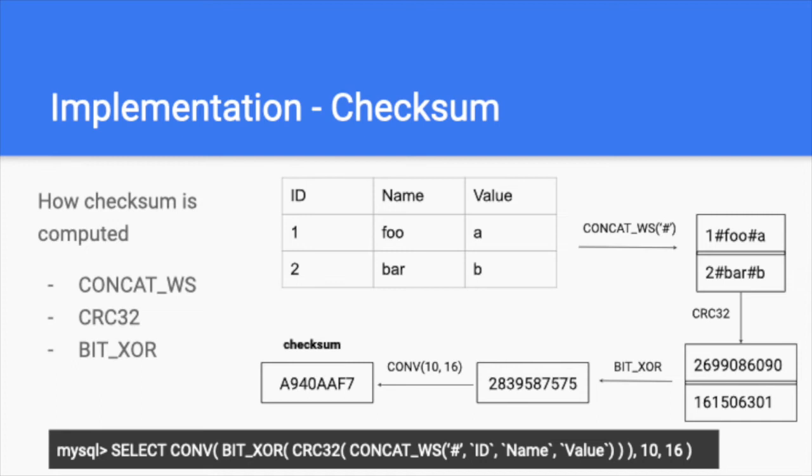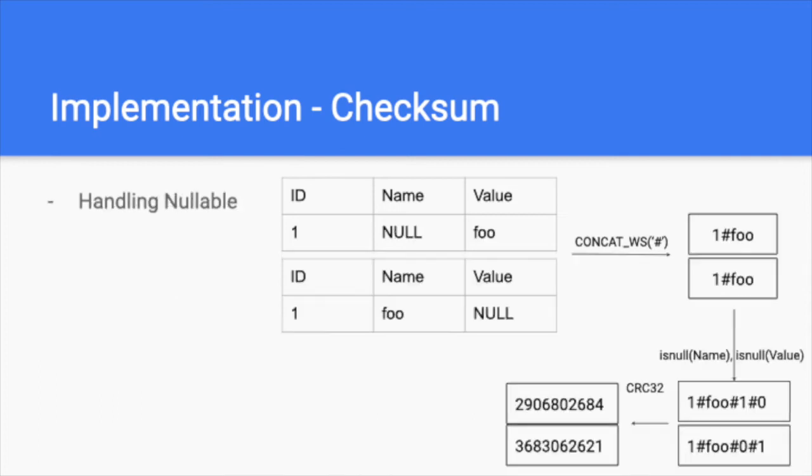False negatives means when you have actual data inconsistency, but the checksum reports exactly the same value for the two different data sets. One possible false negative here is that concat with separator simply ignores all the null values in the table. Here we can see two different tables, where the null value was persisted in different columns of the row. But as the output of concat with separator, the output looks exactly the same, because it discards the null values and all the remaining values are put together.